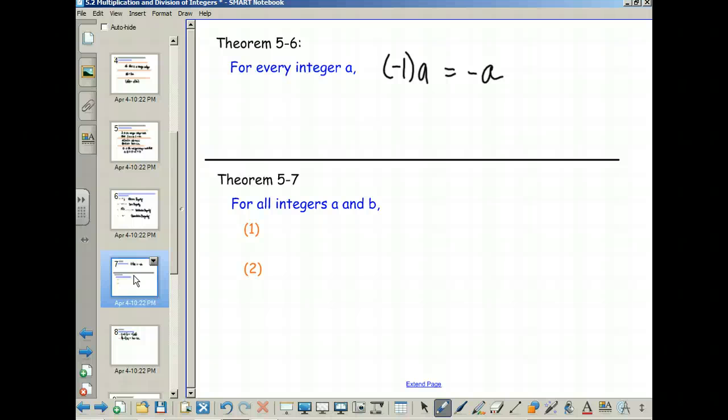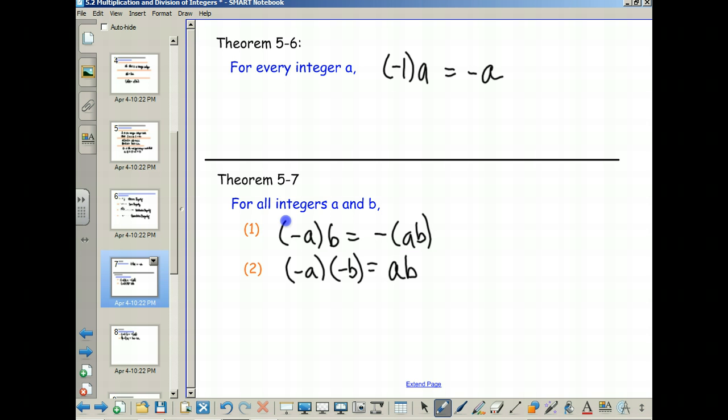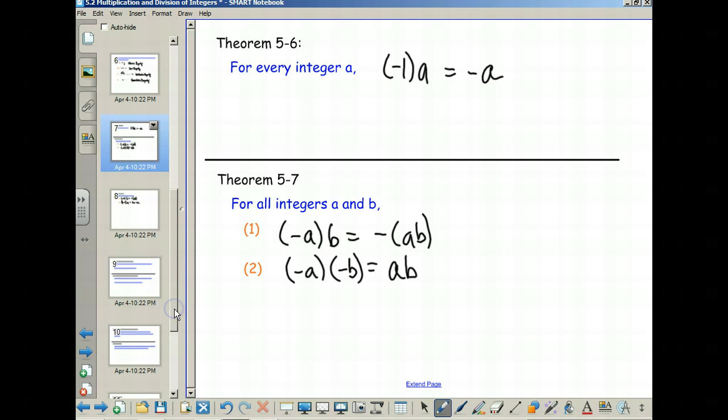Okay, so theorem 5.7 was the first one that I did write down. Negative A times B is negative times AB. That's exactly what I wrote down before. Here is what theorem 5.7 part 2 says. Negative A times negative B. So when I multiply two integers that are negative, this is the same as the quantity AB itself. And that's a variation of how we've described integer multiplication earlier on.